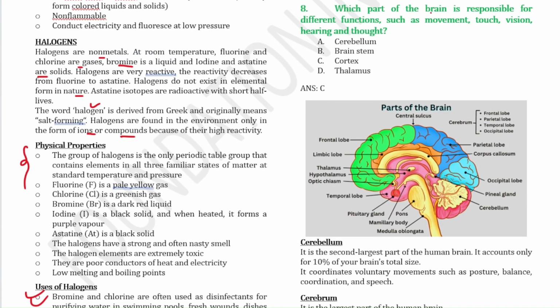Question number 8, which part of the brain is responsible for different functions such as movement, touch, vision, hearing, and thought? So the appropriate answer for this will be cortex, okay? If in the option there was cerebrum, okay, then your answer should be cerebrum. But here, since cerebrum is not given, we will go with option C, that is cortex.